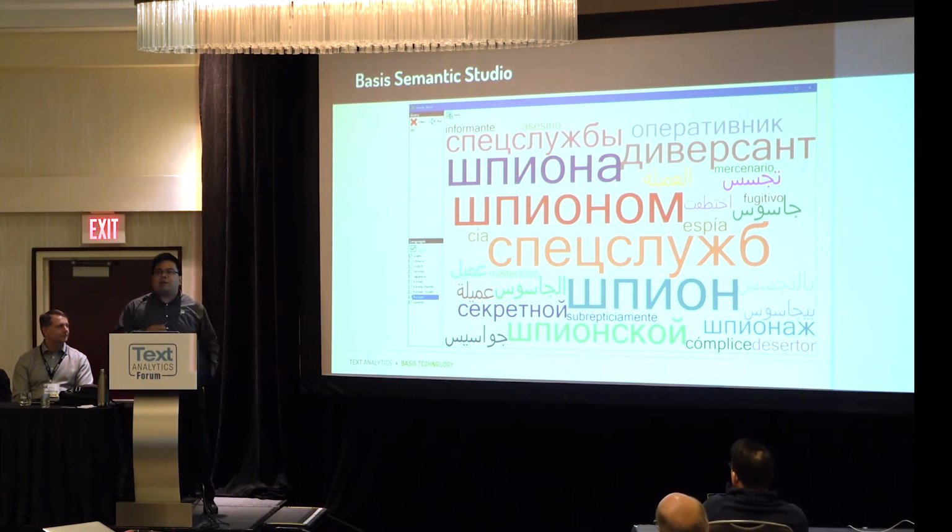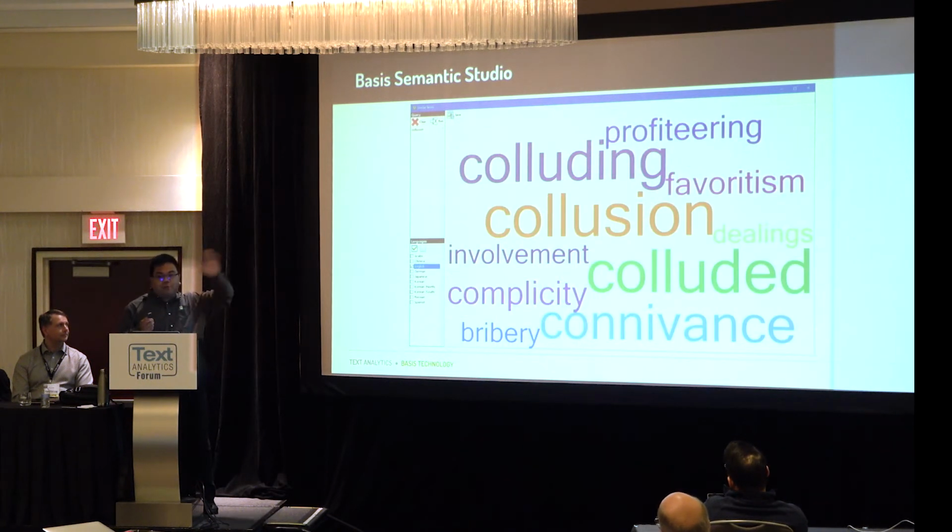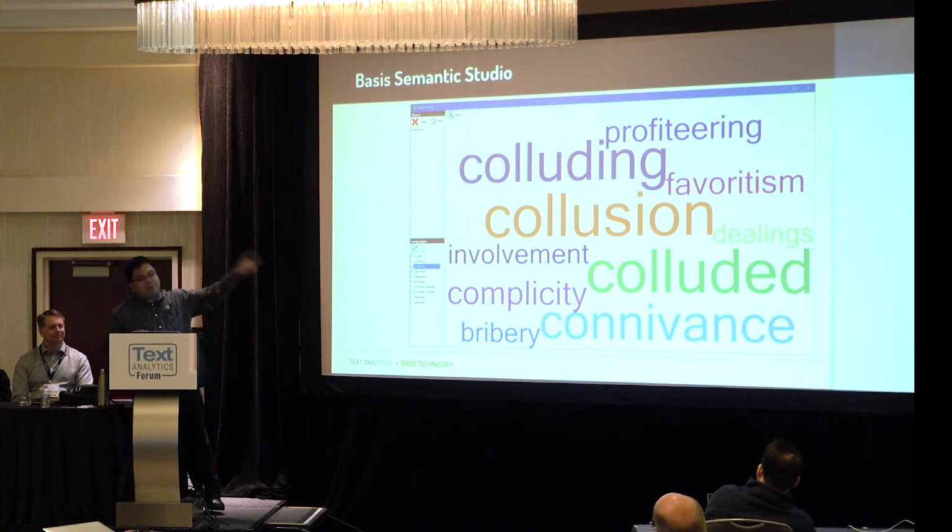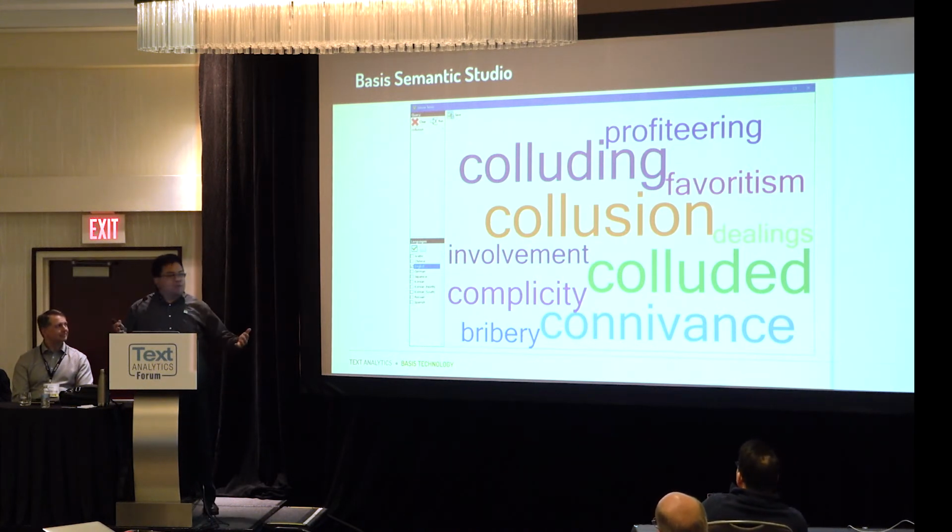So let's take a different approach here. Let's say you had to deal with a lot of legal terms or jargon. In this case, how many of you have heard of collusion in the news lately? Everyone, hopefully? Okay. So how would you describe collusion without using the word collusion? Well, here you go. You can say it's involvement, complicity, bribery, connivance. So it's not just a thesaurus, it's also how words are used along with the term or text that you're actually putting in.